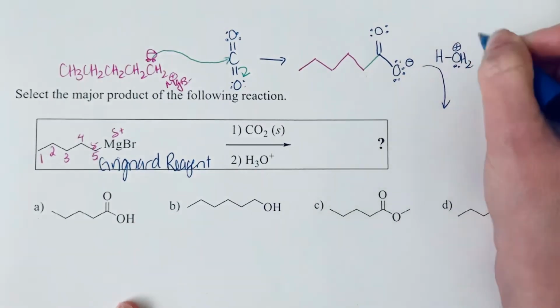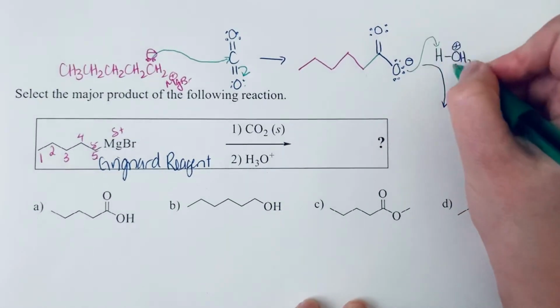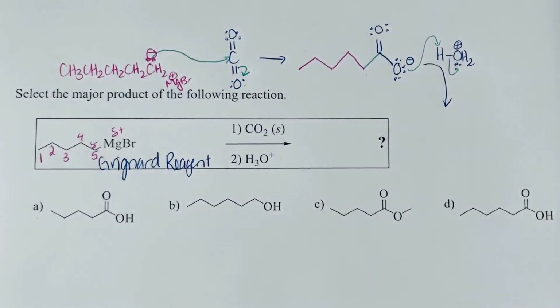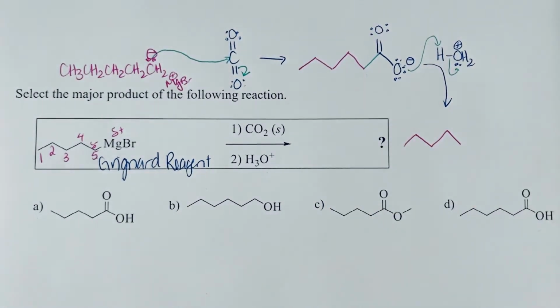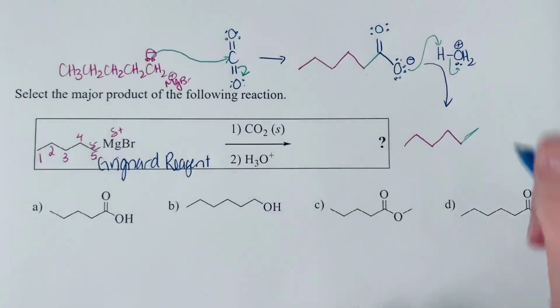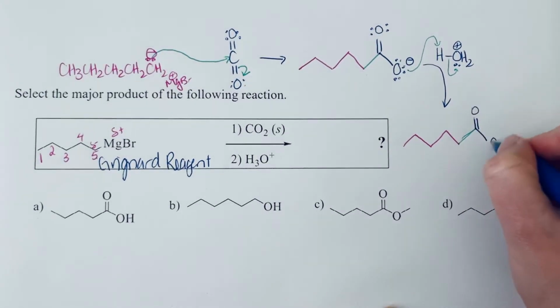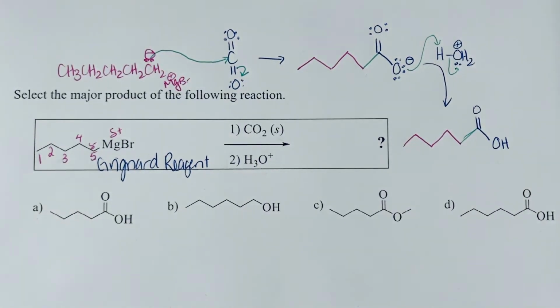So what's going to happen when you add in that aqueous acid is your carboxylate is going to grab a proton so that you will get as a product a carboxylic acid. So we can draw that carboxylic acid. So I'm still highlighting that new bond as a green bond, and we've got the carboxylic acid. And so you can see we have 2 options here that are carboxylic acids. We just want to make sure that we're counting our carbons correctly.